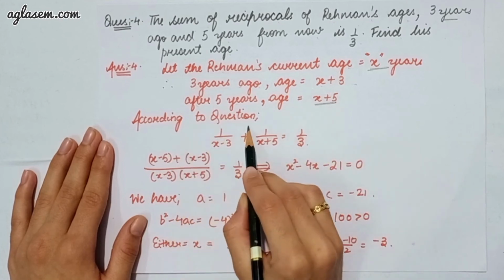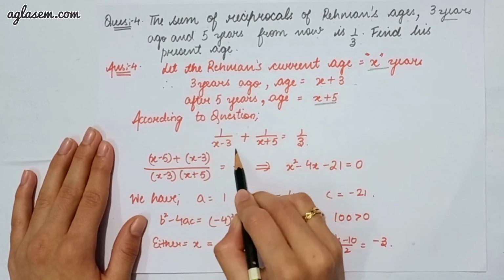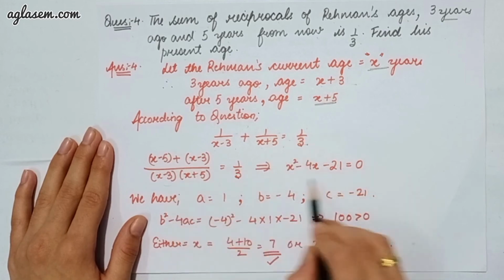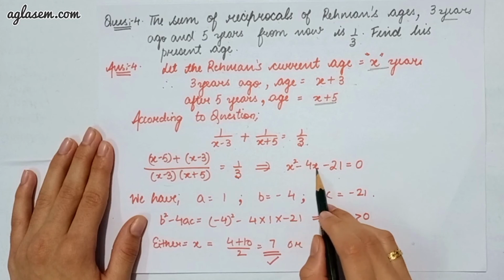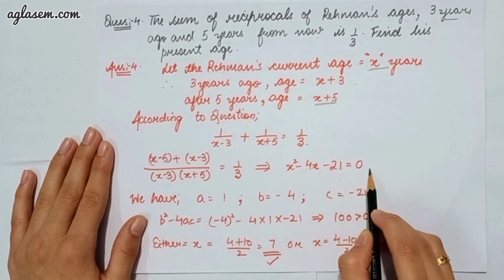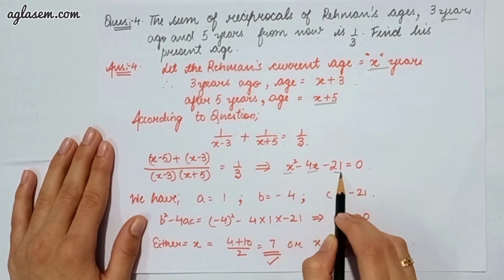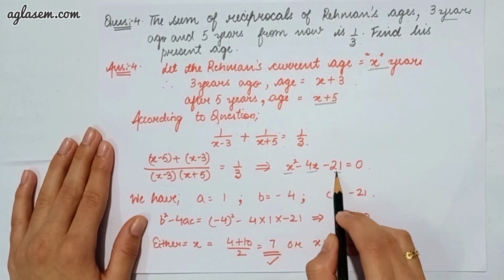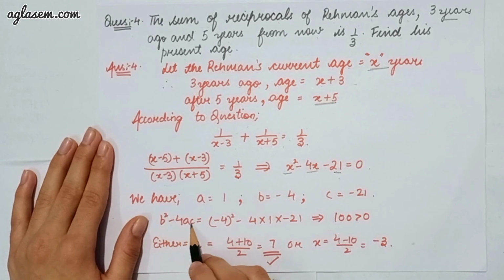According to the question, our equation will be 1 upon x minus 3 plus 1 upon x plus 5, which is equal to 1 upon 3. Solving this equation we will get x square minus 4x minus 21 is equal to 0. Now we have A as 1, B as minus 4 and C as minus 21. Applying the formula b square minus 4ac we will get 100, which is greater than 0. So either we can write x as 4 plus 10 divided by 2, which is equal to 7, or 4 minus 10 divided by 2, which is minus 3.